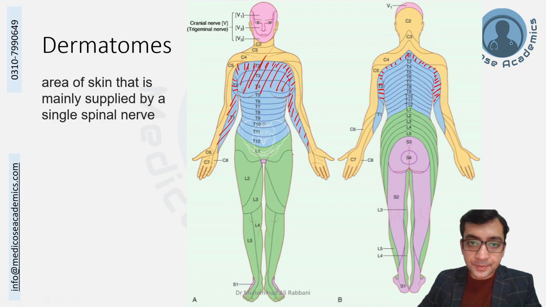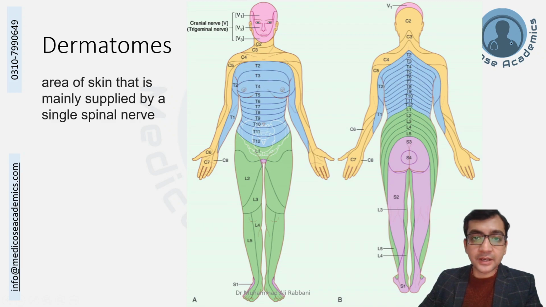So there are multiple maps available of the dermatomes that help you understand the theoretical mapping, that helps you get the idea of where each segmental nerve supplies.